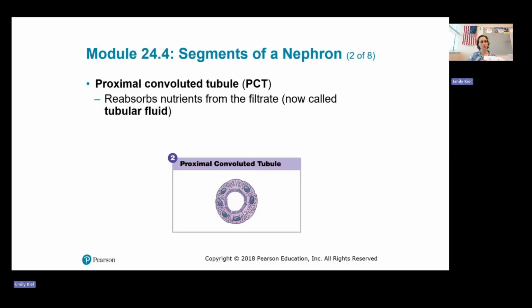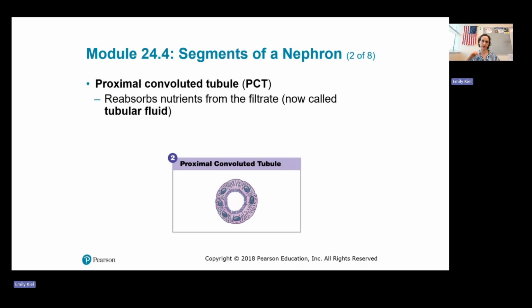So from there, we're going to go to the proximal convoluted tubule, otherwise known as the PCT. And this is a place for resorption of nutrients from the filtrate. And the filtrate, as it's moved from the renal corpuscle to the renal tubules, we're now going to call tubular fluid. Important to keep track of here as we go through these parts of the nephron, what order do things go in? What happens? Is it being filtered? Is it being reabsorbed? Is it being secreted? What process is going on there? And then what is the shape of the individual cells?